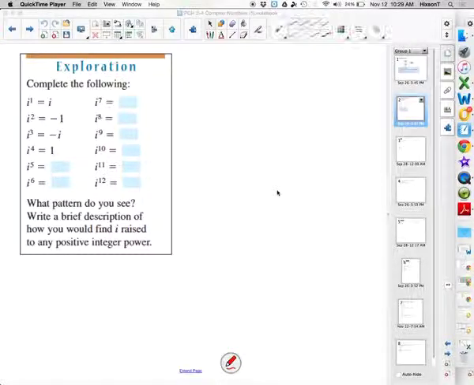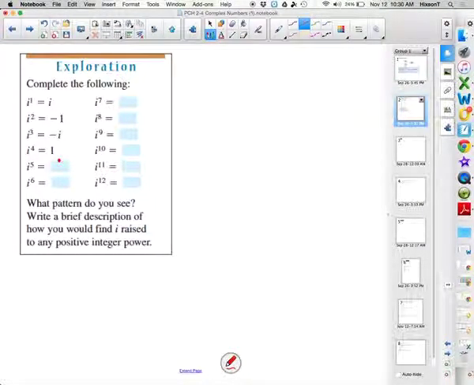We have the powers of i here, and i to the first is just i. i to the second is -1, because it's the square root of -1 squared, right? So when you square a square root, you get just the radicand, -1. And then i cubed is -i, and i to the fourth, we're back to 1. So i to the fifth would equal i, because it's just i to the fourth times another i, right? So 1 times another i would just give you i.